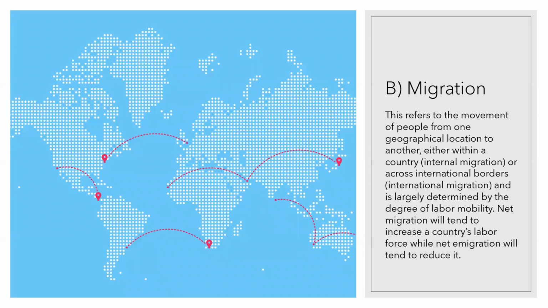Migration. This refers to the movement of people from one geographical location to another, either within a country, internal migration, or across international borders, international migration, and is largely determined by the degree of labor mobility. Net migration will tend to increase a country's labor force, while net emigration will tend to reduce it.